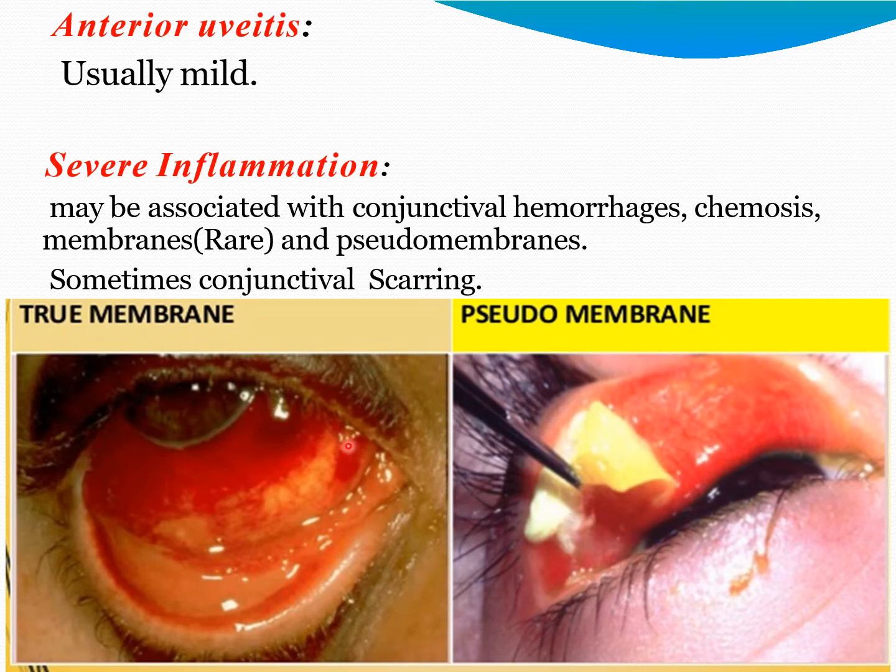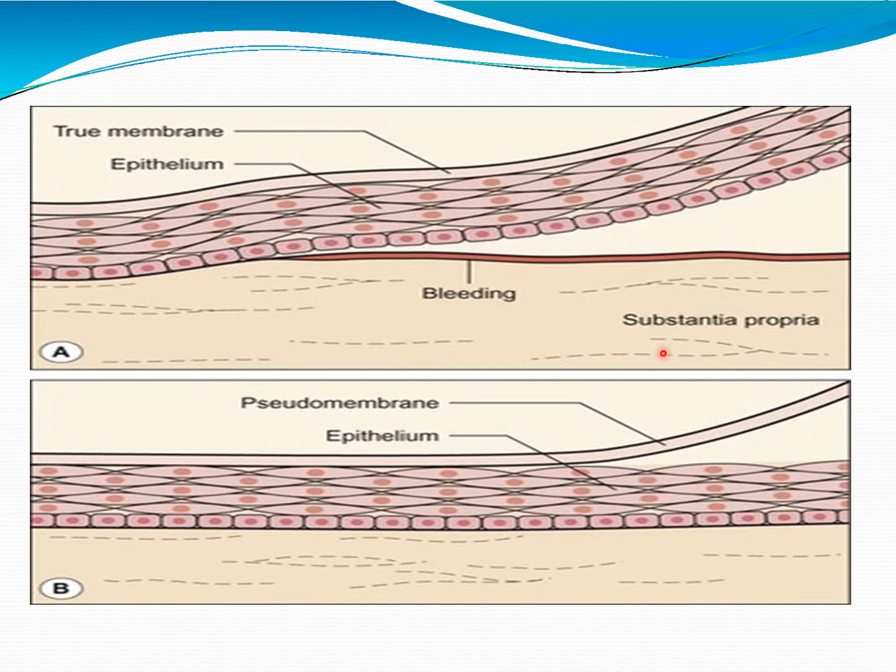This image compares the true membrane with pseudomembrane. As you can see, the pseudomembrane is being peeled off with the help of forceps. This image shows when we try to remove the true membrane, which is stuck to the epithelium, it will cause bleeding underneath, whereas the pseudomembrane does not.